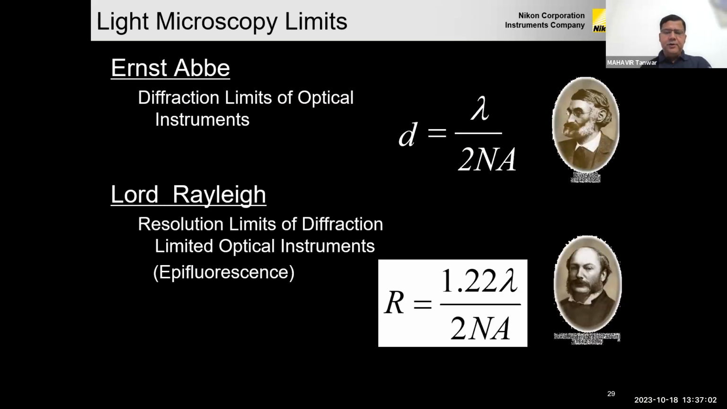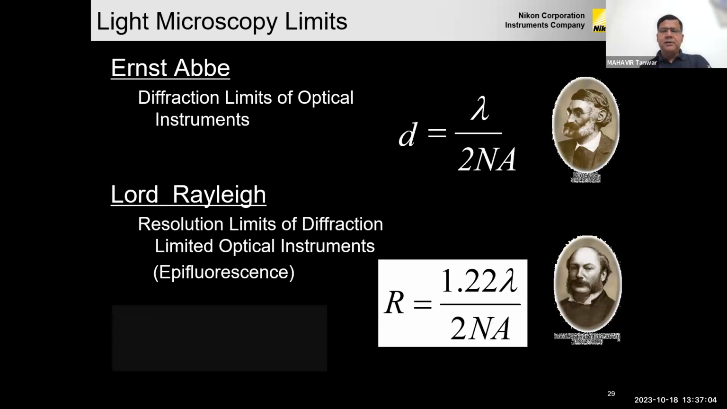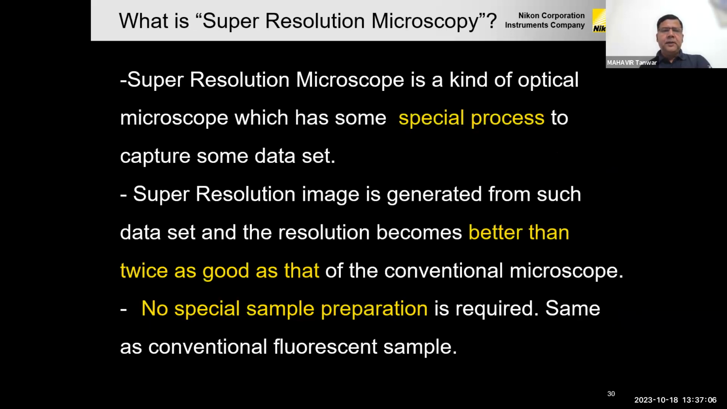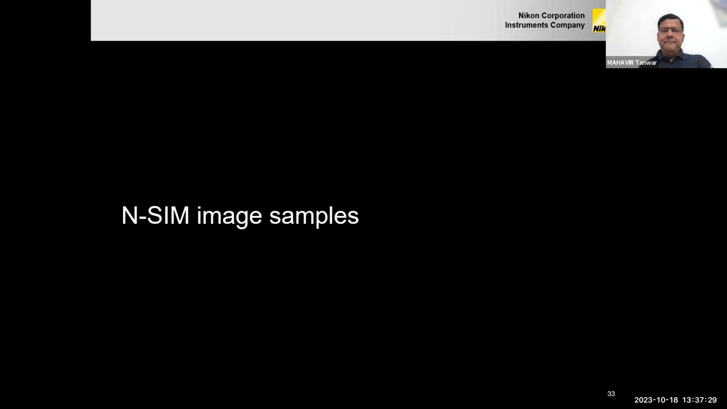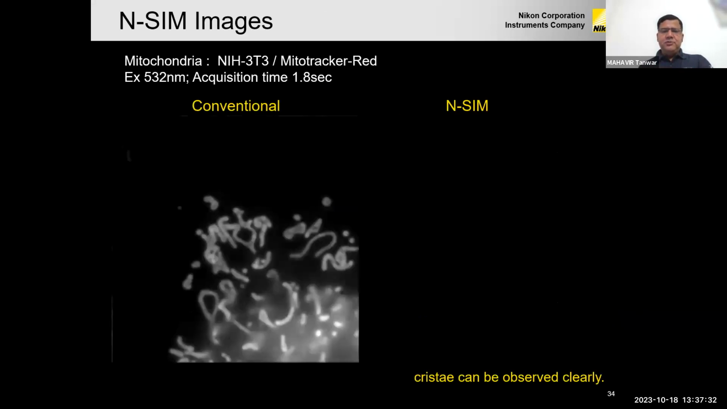So this is the formula. I've already shown you how to calculate the resolution. Super resolution is an optical process which has some special process in addition to the optics, and that is how they improve the resolution. We will go into that. No special sample preparation is required for SIM. Whatever you're using for conventional fluorescence or confocal will work. So, N-SIM, just to share some images.